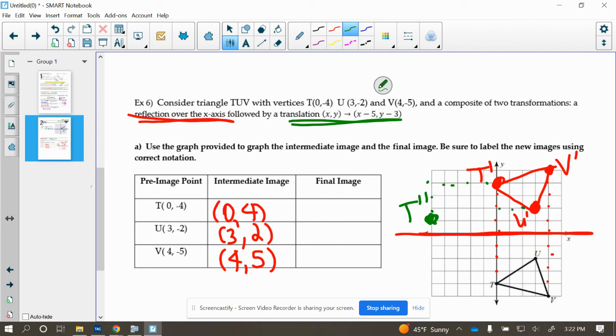U is going 1, 2, 3, 4, 5 to the left and down 3. So there's U double prime. And then last but not least, we have V double prime moving 5 to the left and down 3. So we have V double prime. So our points are, for T double prime, at -5, 1. Our U went to the left 2 and down 1 from the origin. And then last but not least, V is to the left 1 and up 2 to get V double prime.